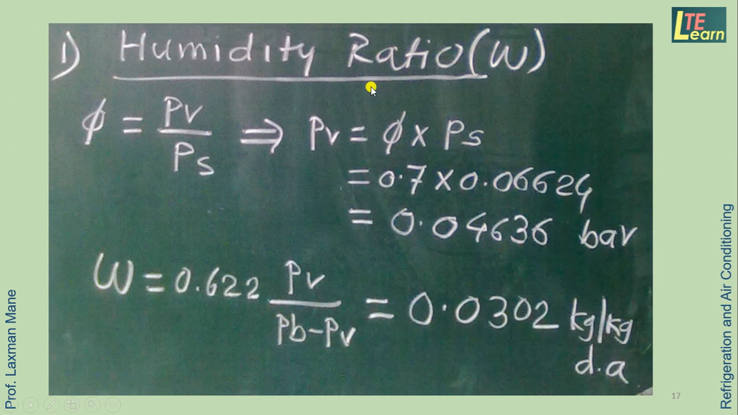So first of all, find the humidity ratio by using this formula. In this numerical we are given φ, hence we can have PV is equal to φ into PS. φ is 70%, meaning 0.7, and PS value in bar. So multiplying this, we find the value of PV. Putting this PV value in the formula of specific humidity, W is equal to 0.622 into PV upon PB minus PV. PB is given as 1 bar, PV is calculated. So putting this value, we find the value of W here.